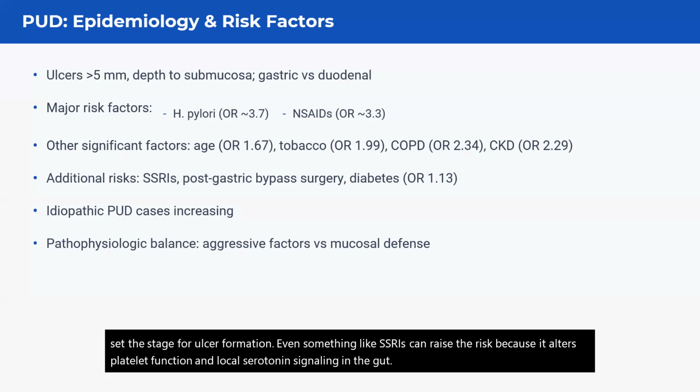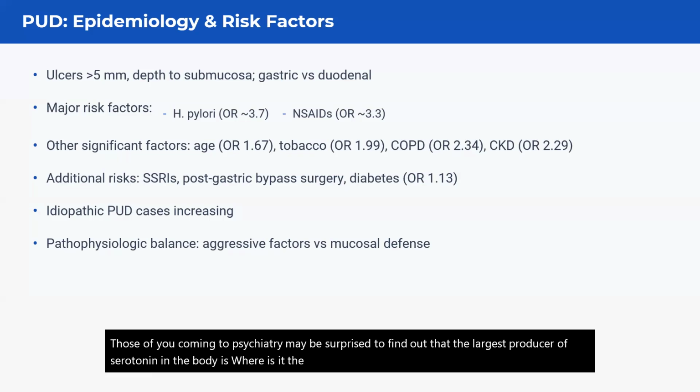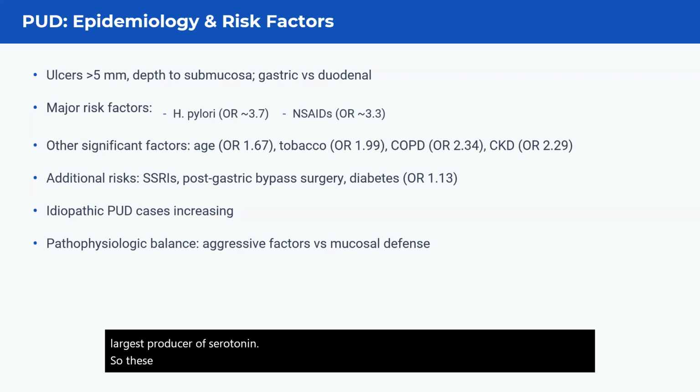Those of you going into psychiatry may be surprised to find out that the largest producer of serotonin in the body is where? Is it the brain? No, it's the cells in the gut. That's the largest producer of serotonin. So, these are subtle but concerning trends. So, idiopathic peptic ulcer disease, this is a case where no H.